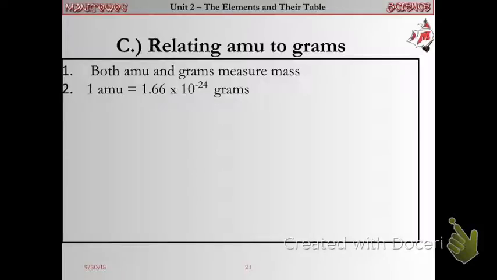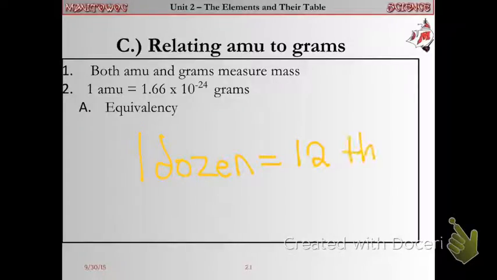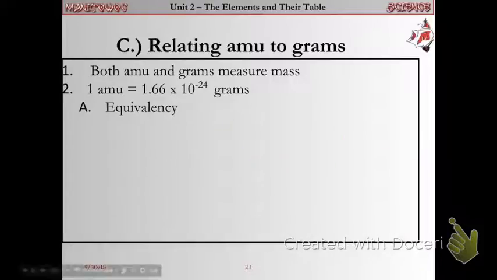What I've just written there is called an equivalency. And you're familiar with these. I could say, oh, I don't know, 1 dozen is equivalent to 12 things. That's an equivalency. So this isn't anything new, I don't think. You should be able to understand what an equivalency is.